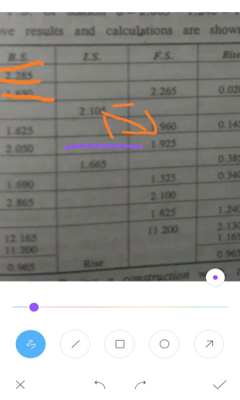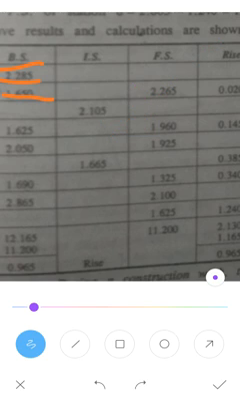Never do the difference between these two like this. You should not do that. After taking this value, you will take this reading, no? Never ever make this type of mistake. Always you have to take the difference in this direction only.